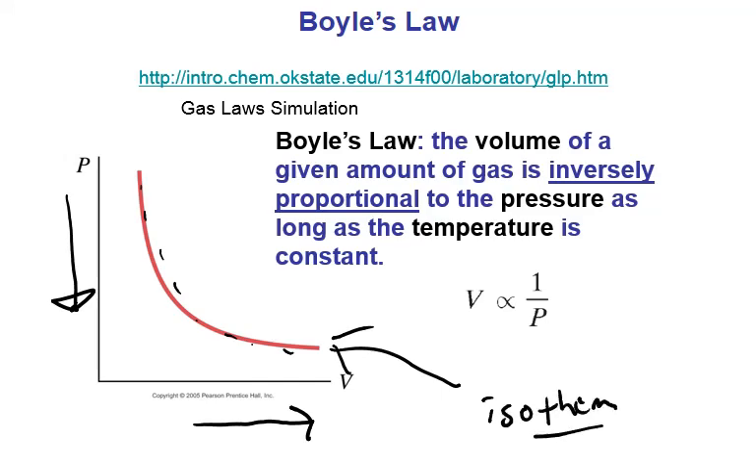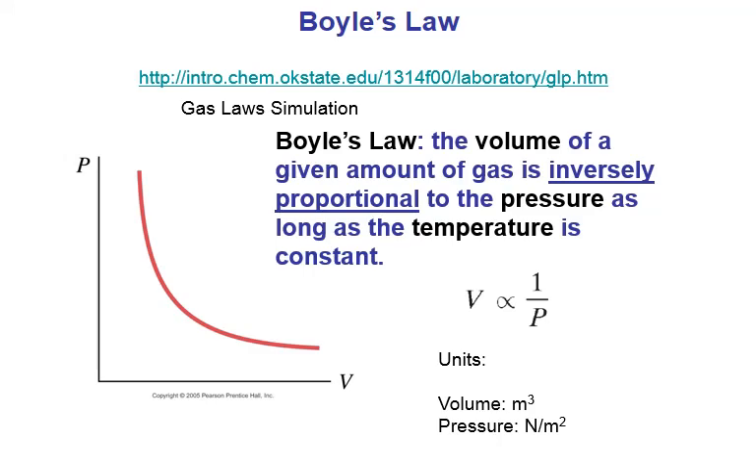So it's been a little while since we talked about that. That's an isotherm there. And then our units for volume is meters cubed, and then pressure is a Newton per meter squared, or a Pascal, capital P, lowercase a.